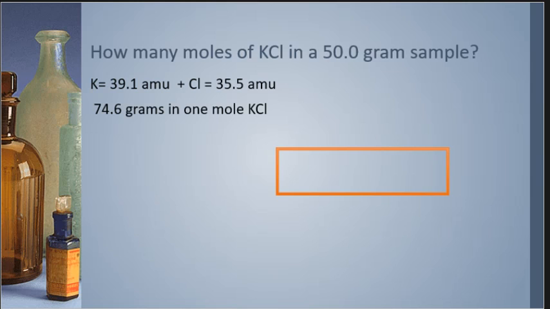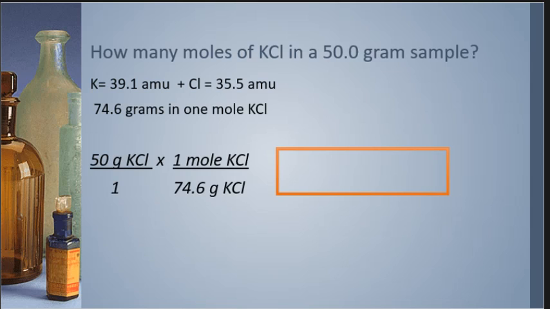Grams in 1 mole of KCl. Now I'm looking for how many moles of KCl in a 50-gram sample. So now I have here my conversion relationship. I'm going to take my 50.0 grams over 1. Yes, that's where I always start. And then I'm going to do my conversion relationship: 1 mole KCl over 74.6 grams. Does everyone see where those numbers came from? Okay, all right. And we're going to end up with 0.670 moles of KCl.